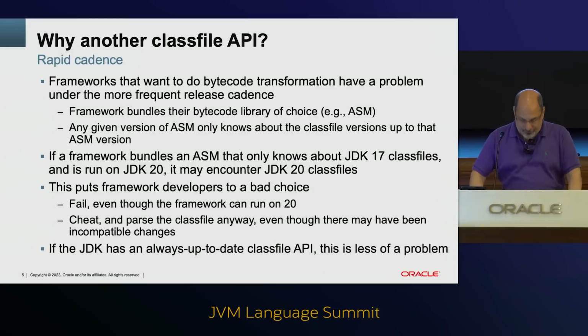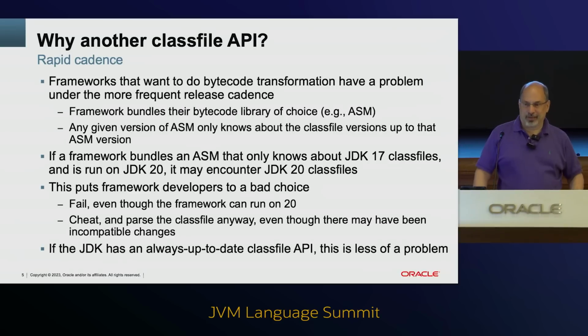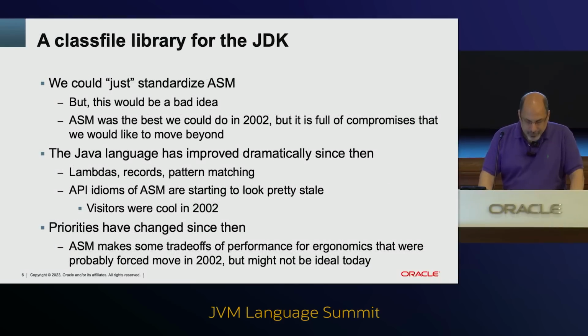Either they have to fail and say, even though I'm running on JDK 20, I can't parse JDK 20 class files, so go recompile your class files for JDK 17. That's not nice. Or they have to cheat and say, well, the class file format probably didn't change that much, so I'll just ignore the version number and keep going, which is what most frameworks probably do. That's a bad set of choices to put them to. So if they could count on the JDK having a class file library that they can just use, so much the better. So what could we do?